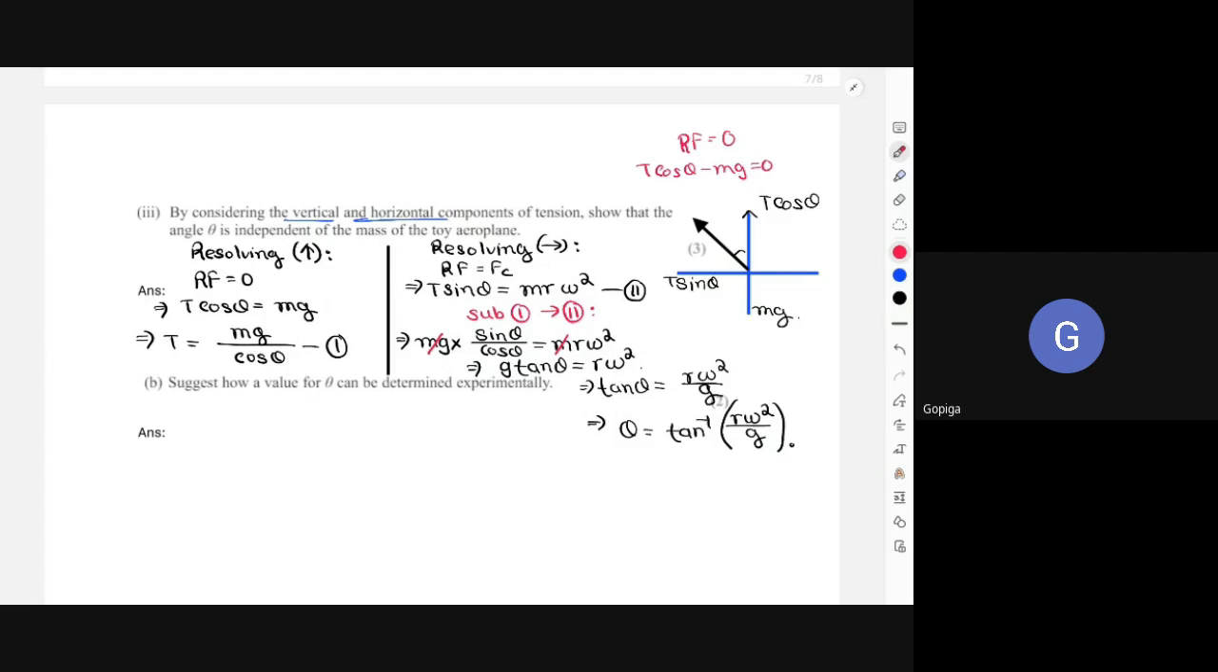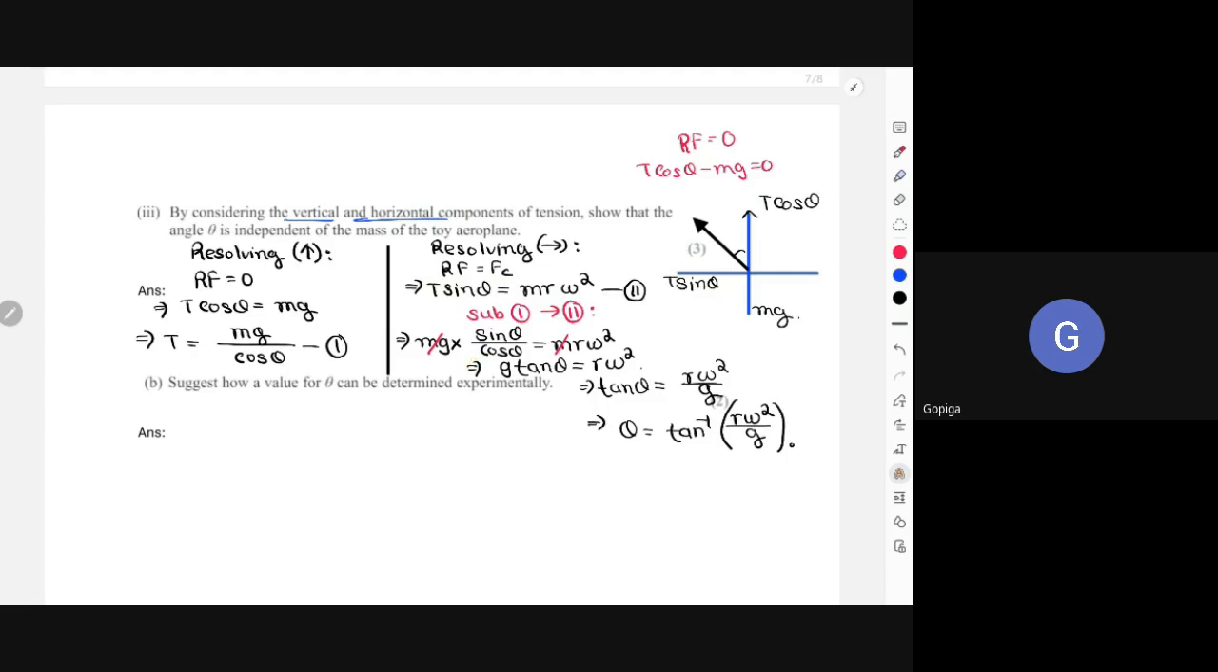The resolving for the horizontal direction. Oh, for the horizontal direction. I know that this is where your circle was, right? So only this T sine theta was your entire centripetal force. As your plane, or whatever the toy was, was moving on a circular pathway, that means resultant force is equal to centripetal force in the horizontal direction, right? And then again in the horizontal plane, you only have this T sine theta. So basically you have this T sine theta as your entire resultant centripetal force. Let's say T sine theta is equivalent to mr omega square.